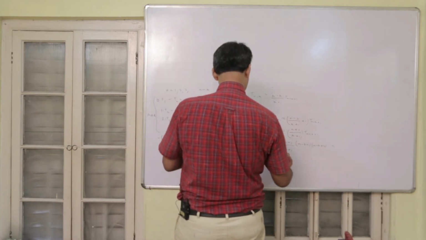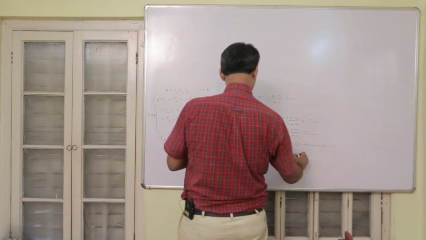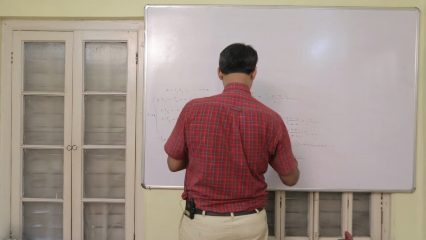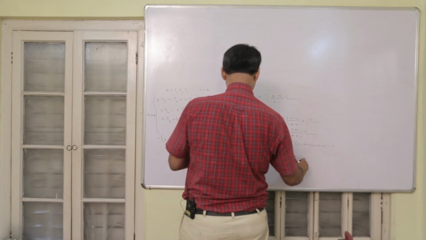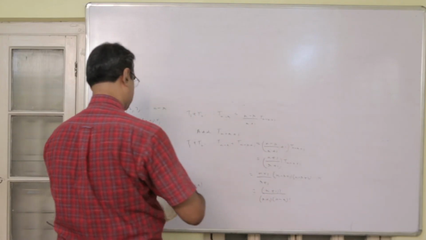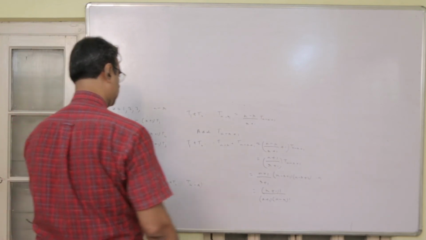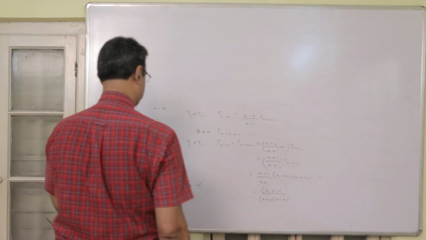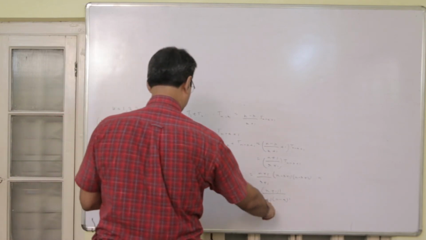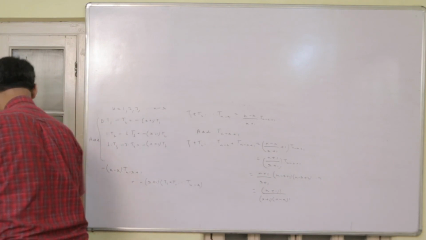So now you will see that we are basically getting a factorial representation: n plus 1 factorial by r plus 1 into n minus r factorial. So ultimately the series summation is this. So this is a formula, and from now onwards we will directly use this formula to do the sums.